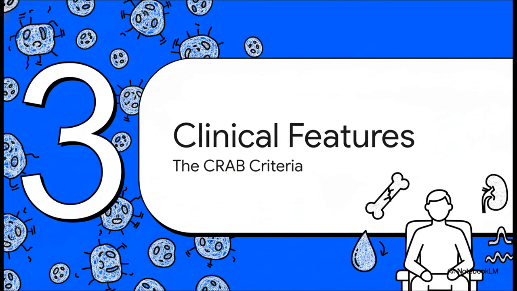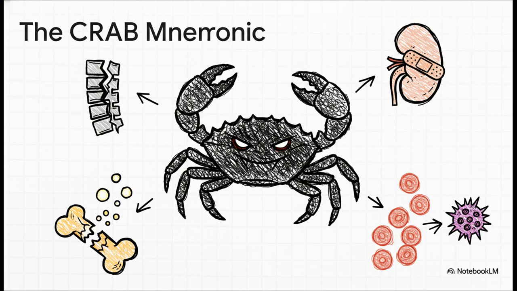Which brings us to Section 3, clinical features, specifically the CRAB criteria. How does this microscopic misbehavior turn into macroscopic symptoms for the patient sitting right in front of you? So the crucial point is right here, the CRAB mnemonic. I literally cannot emphasize this acronym enough. It is your central pillar for recognizing symptomatic tissue damage in the clinic.